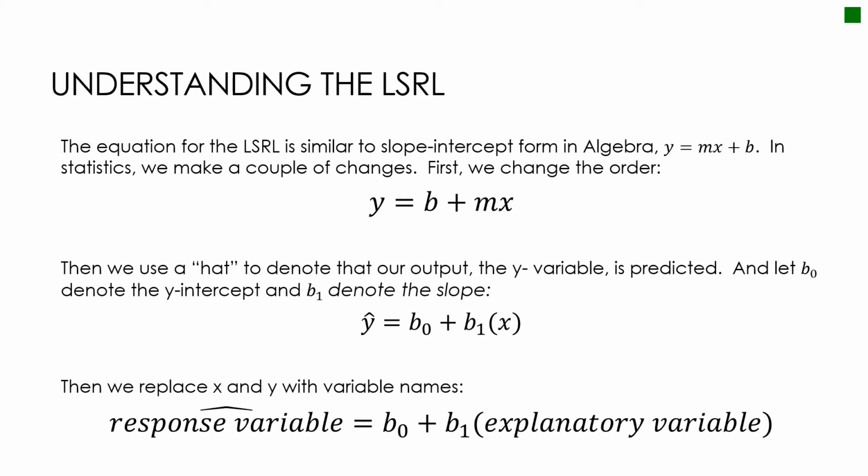So again, we've all taken algebra before we came to this class, and so we are very familiar with the slope-intercept form in algebra, y equals mx plus b. In statistics, we make a couple of changes to this. The first thing we do is change the order. So we put the b first, which is of course the y-intercept. And then we put the m times x second. M equals slope.